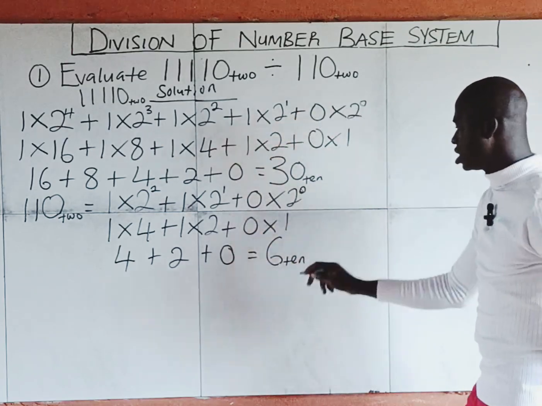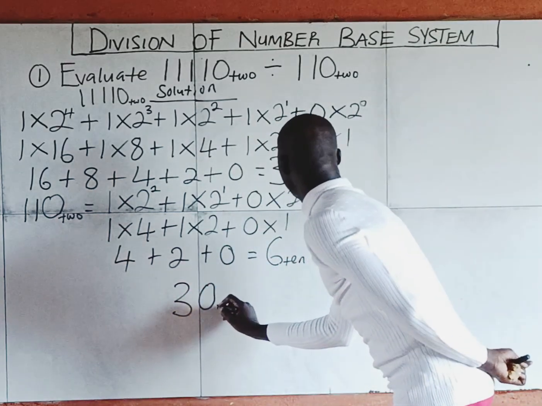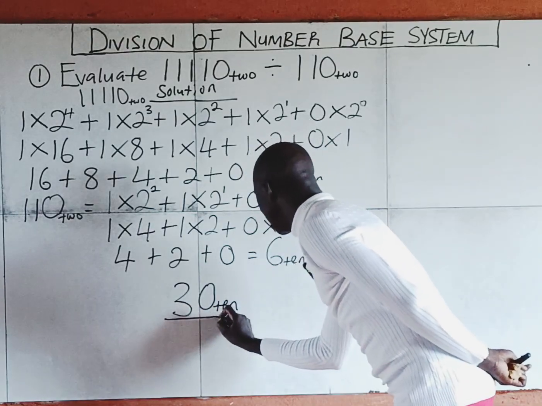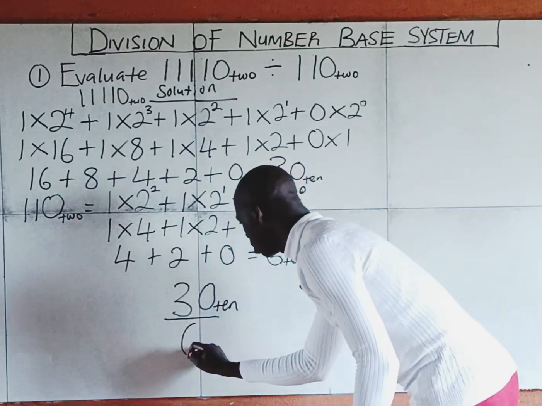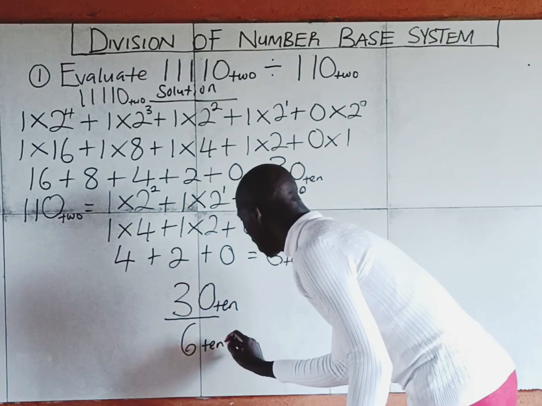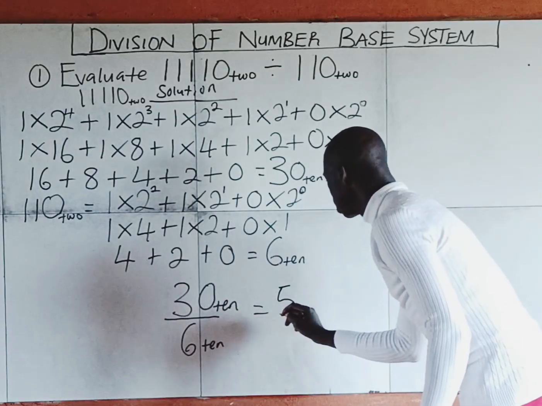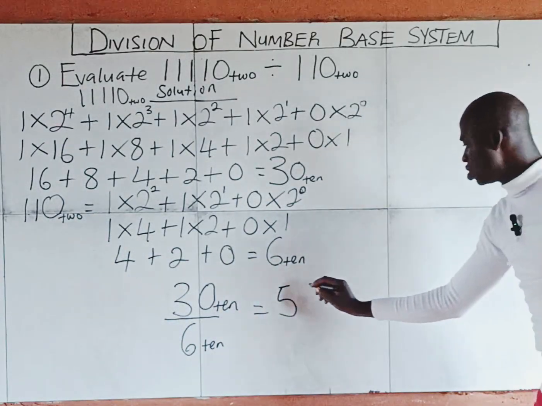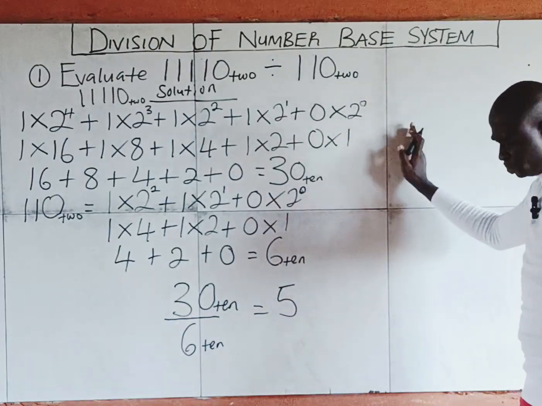What do we have here? Here is 6. So you come down and say 30 base 10 divided by 6 base 10. If you do this, it will clearly give us what? 5. Can you see the way it is clearly done? This is what we now have. We now have 5.